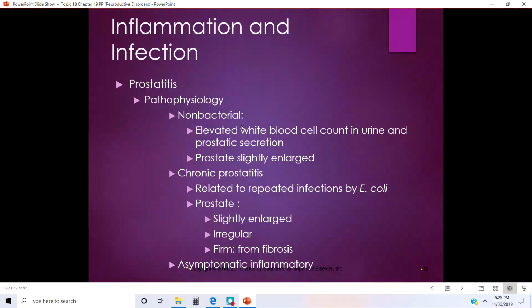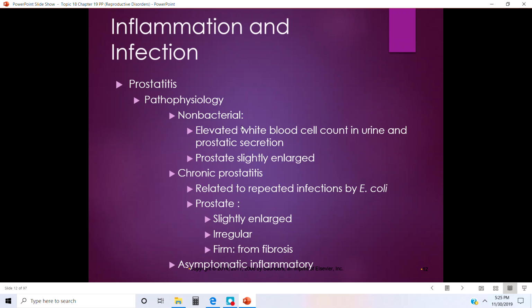The third one is a chronic prostatitis. This is as a result of repeated infections, right? And usually the beast or the culprit is Escherichia coli, right? That's the E. coli. So here the patient will have a slightly enlarged prostate. It'll be irregular in shape. One of the differences here is that it's going to be firm.